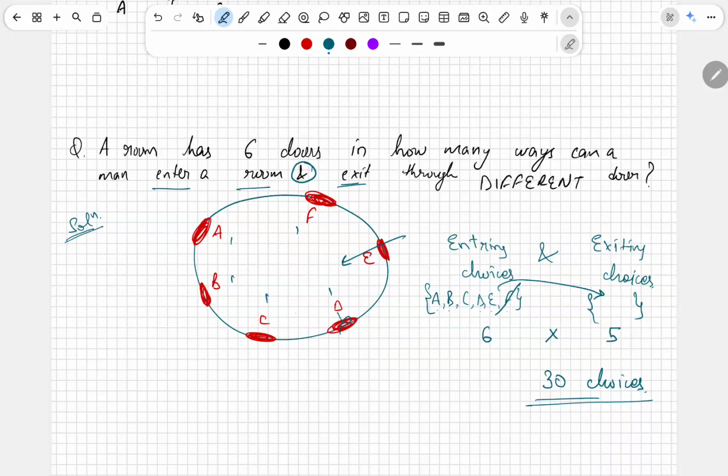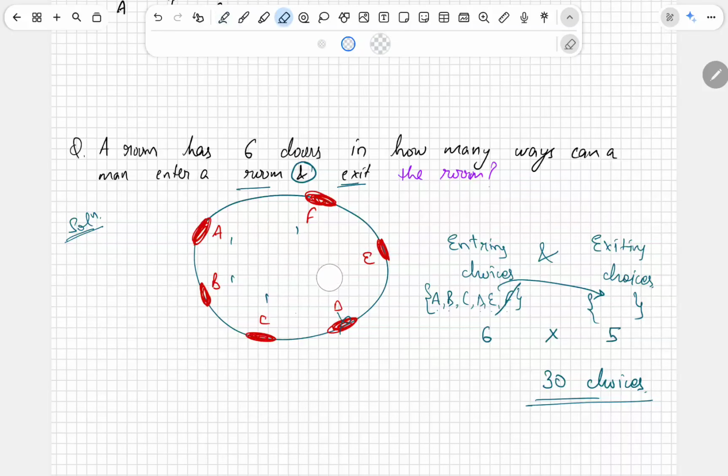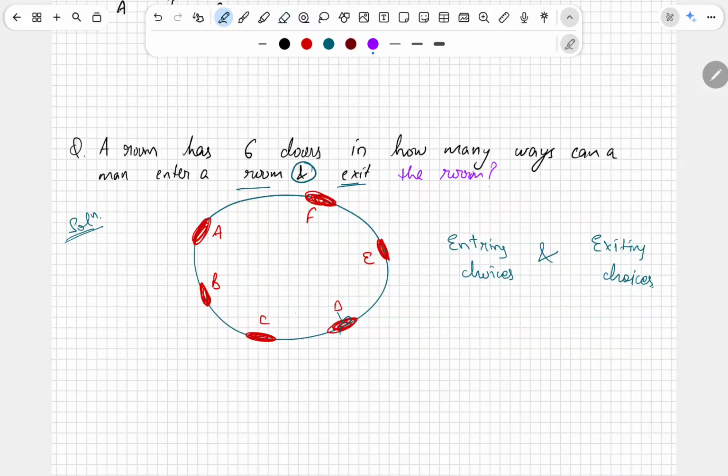I'll change the question a little bit. Now the question says, a room has 6 doors. In how many ways can a man enter a room and exit the room? Now this is a different question. Now the man can enter a room and he has to exit the room. So if he enters through A, now he is inside. Now he has to exit. Again he has 6 choices.